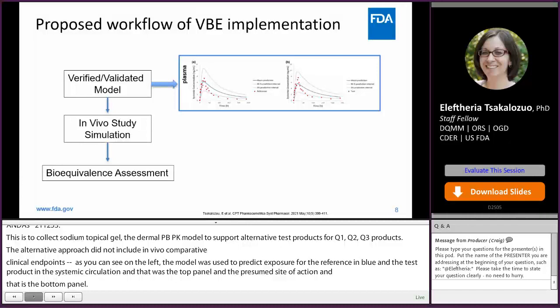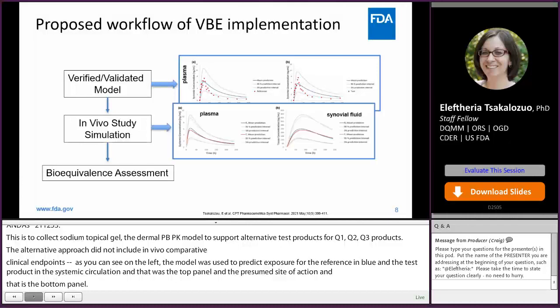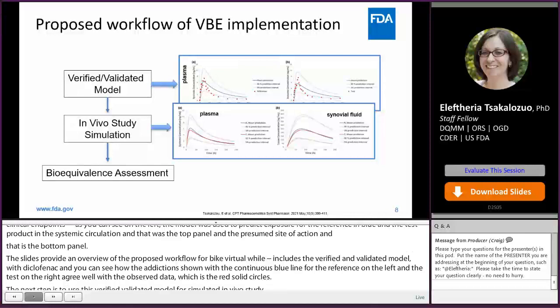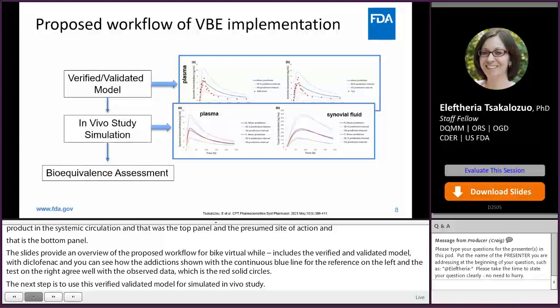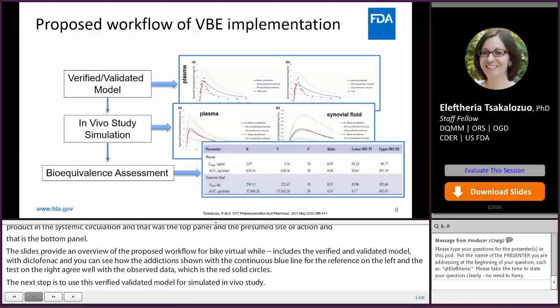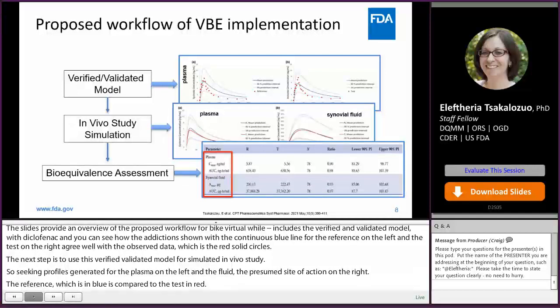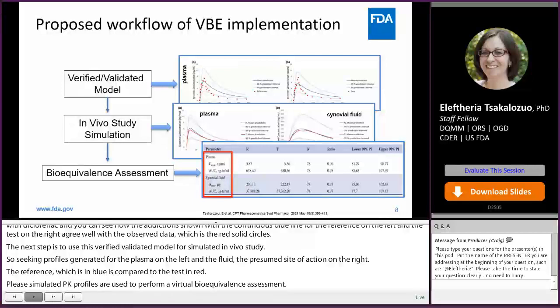The next step is to use this verified, validated model for simulating an in vivo study. So PK profiles are generated for the plasma on the left and the synovial fluid, the presumed site of action, on the right. The reference, which is in blue, is compared to the test in red. These simulated PK profiles are then used to perform a virtual bioequivalence assessment, where PK metrics are estimated. Cmax, maximum concentration, and area under the concentration curve for the plasma and the synovial fluid are compared using a statistical test between the reference and the test product.